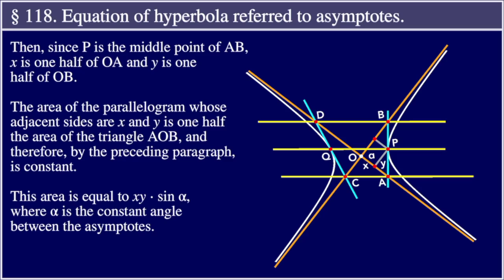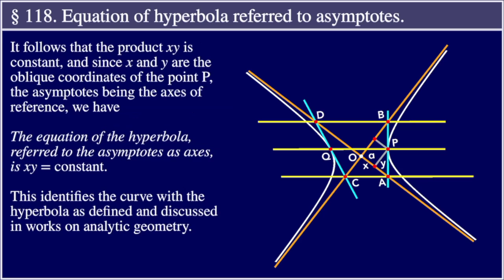This area is equal to xy times the sine of alpha, where alpha is the constant angle between the asymptotes. It follows that the product xy is constant, and since x and y are the oblique coordinates of the point P, the asymptotes being the axes of reference, we have the equation of the hyperbola referred to the asymptotes as axes: xy equals a constant. This identifies the curve with the hyperbola as defined and discussed in the works on analytic geometry.